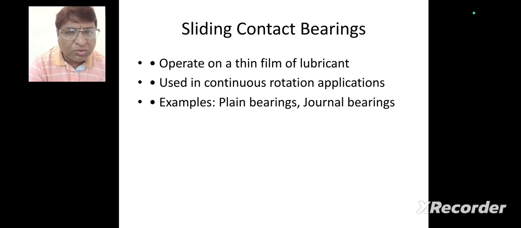So now we know what do mean by sliding contact bearing. It operates on a thin film of lubricant. It is used in continuous rotational applications, and examples of sliding contact bearings are plain bearings, journal bearing.